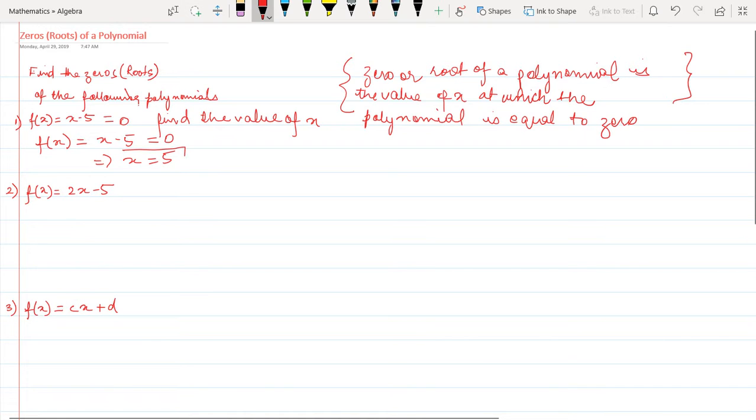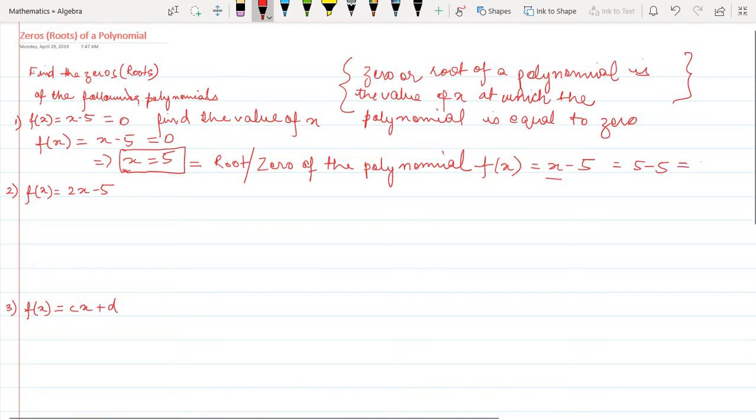So at x is equal to 5, this polynomial will be 0, and this is the root, or this is the 0 of the polynomial f(x) equal to x minus 5. If you put x is equal to 5 here, what you get is 5 minus 5, which is equal to 0, which is exactly what you wanted to derive.